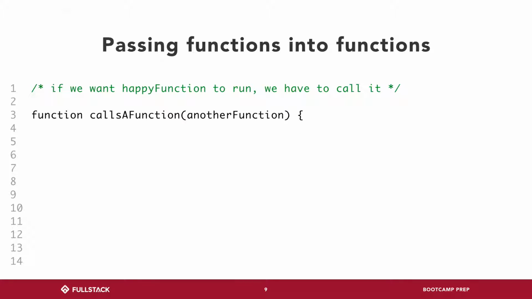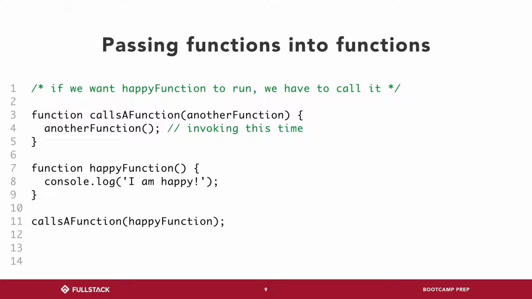So again, I'm passing a function to this function, and within here, I have to call it if I want this function to be called. If I want to log I'm happy, and I'm passing it inside of this function, inside that function I have to call it, or else I'm not going to do anything with that. That function's not going to do anything. So if we want the function to run, we have to call it if we pass it in as an argument.